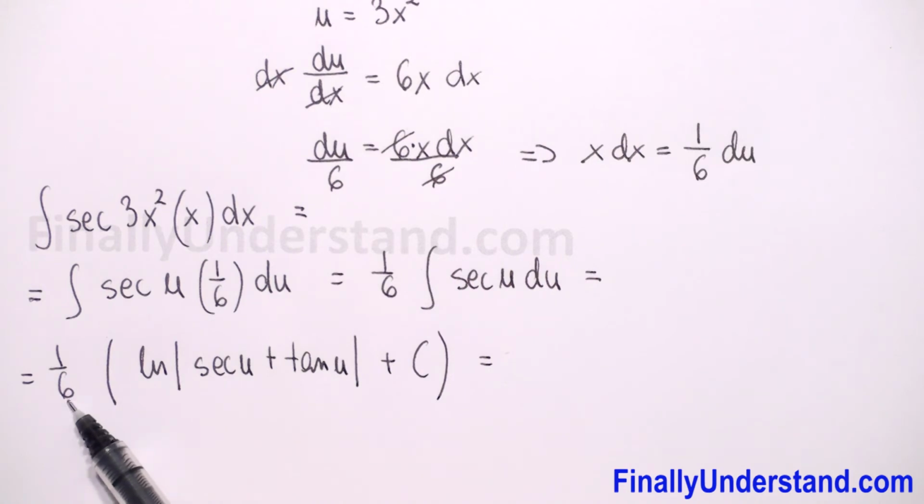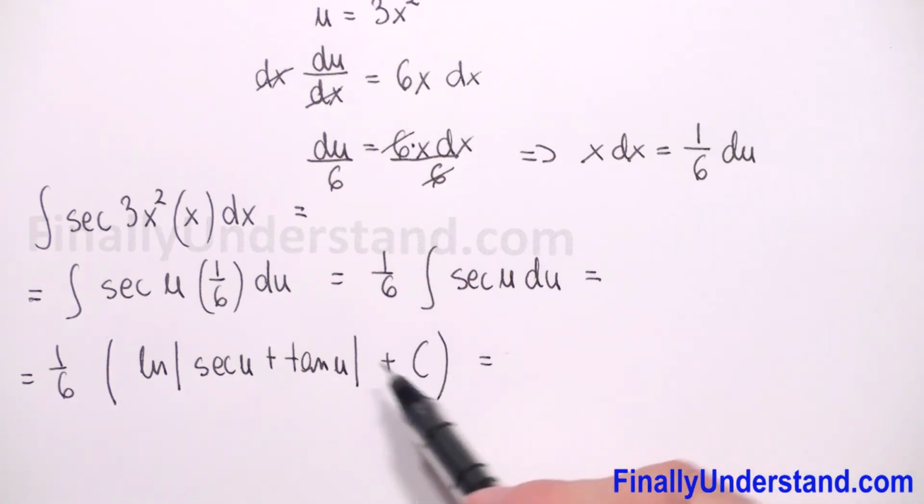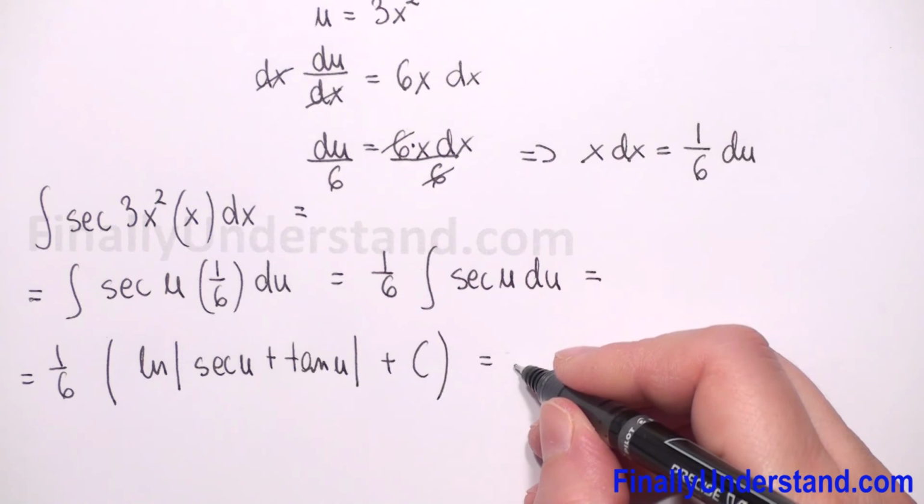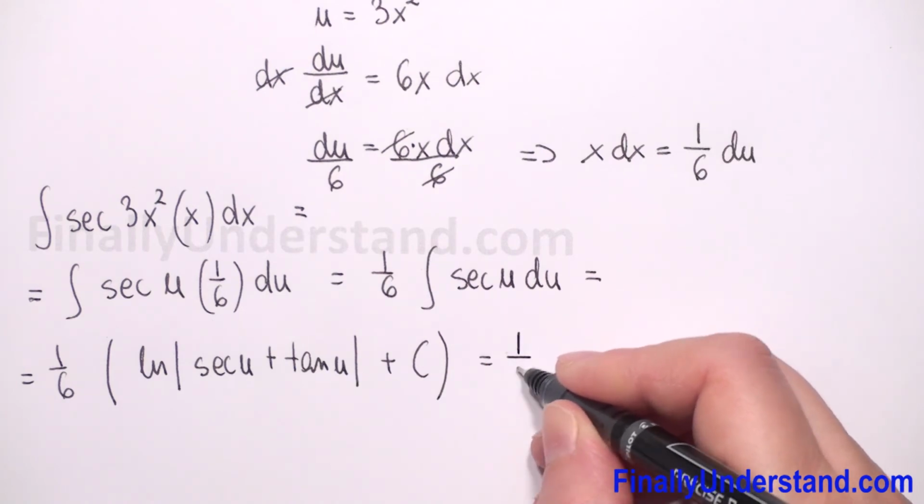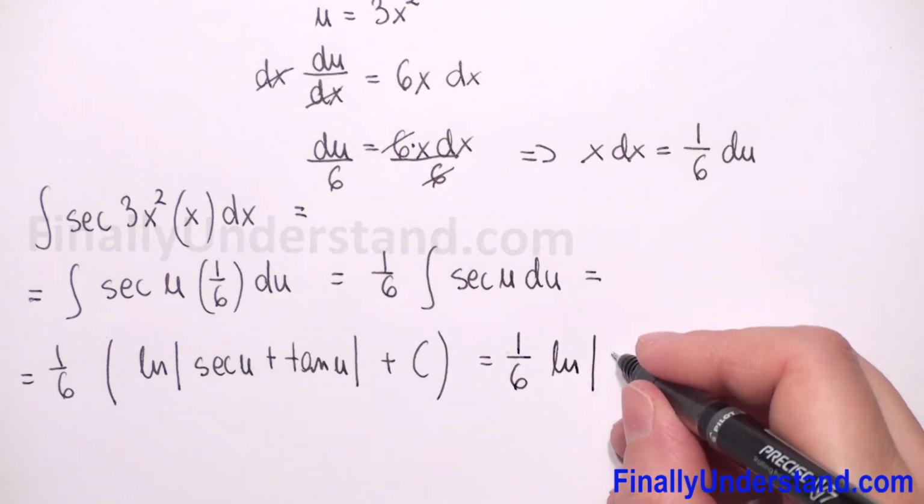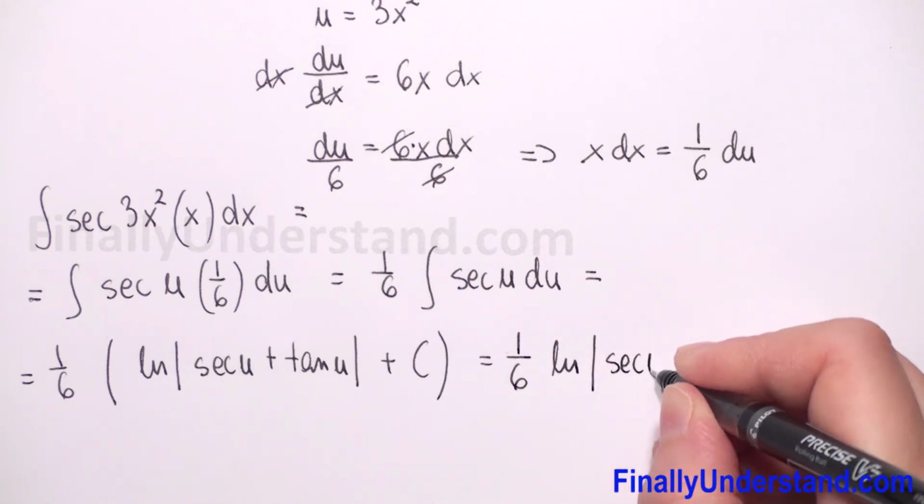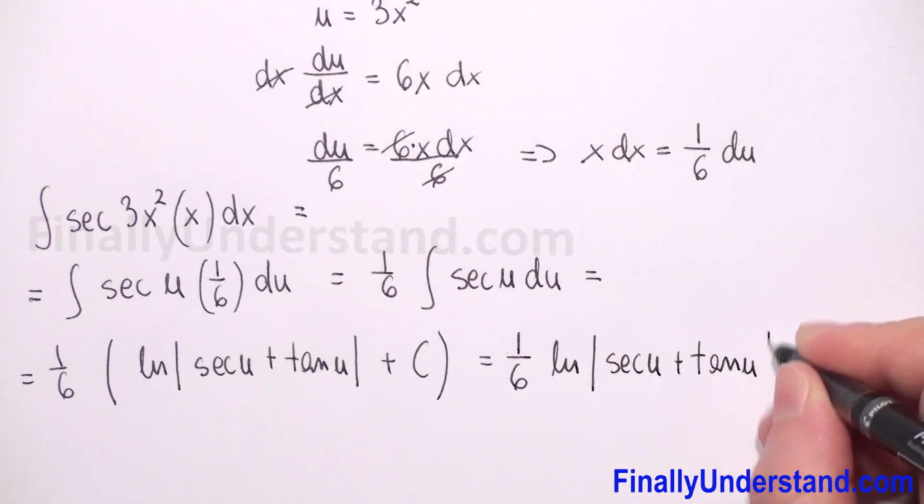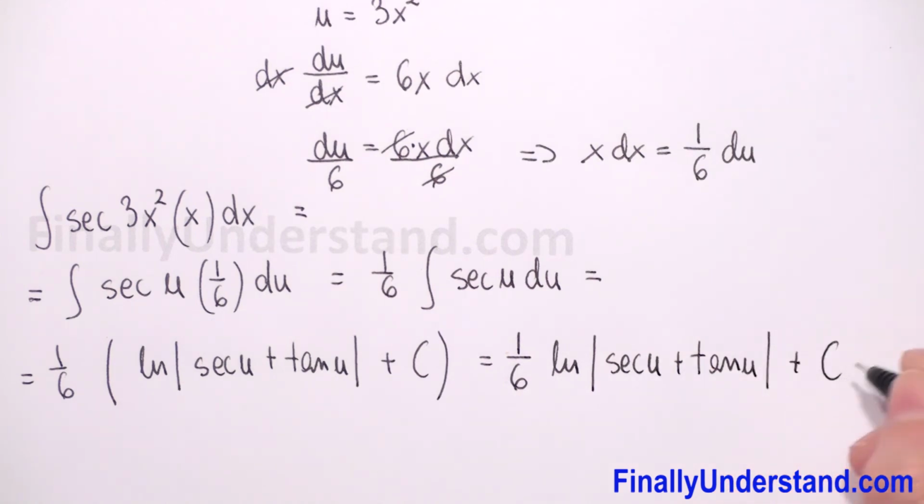When we multiply constant by constant, we still will have constant. So I don't have to put 1 over 6 times c. So let me rewrite this. We will have 1 over 6 natural logarithm of secant of u plus tangent of u plus constant. We can put, if you want, c1.